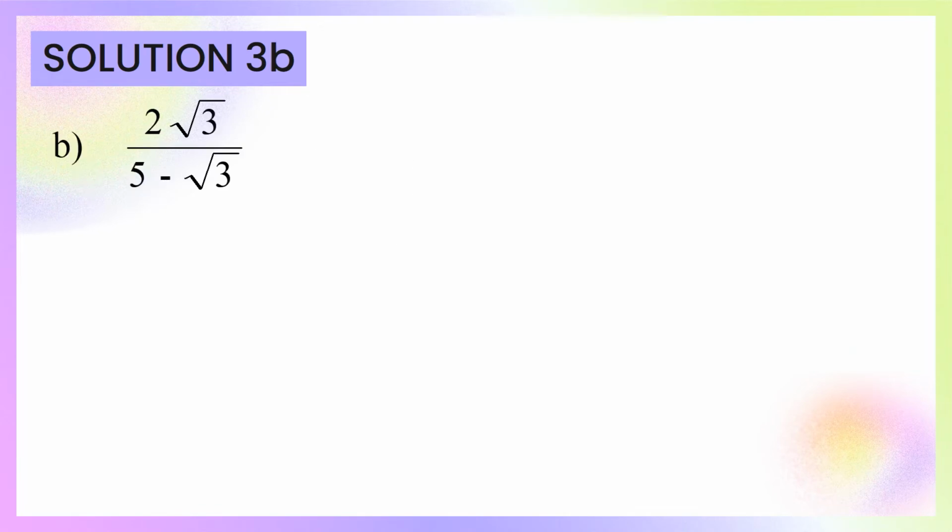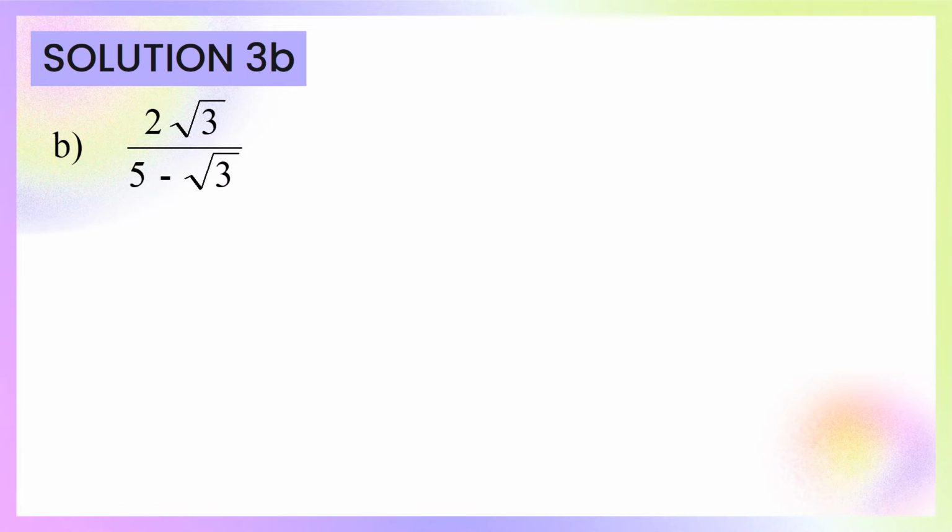For question 3b, we have to rationalize 2√3 over 5 minus √3. For this case, we need to multiply both numerator and denominator of the fraction by the conjugate of the denominator since we have two terms. The conjugate of the denominator, 5 minus √3, is 5 plus √3, which changes the sign in the middle.